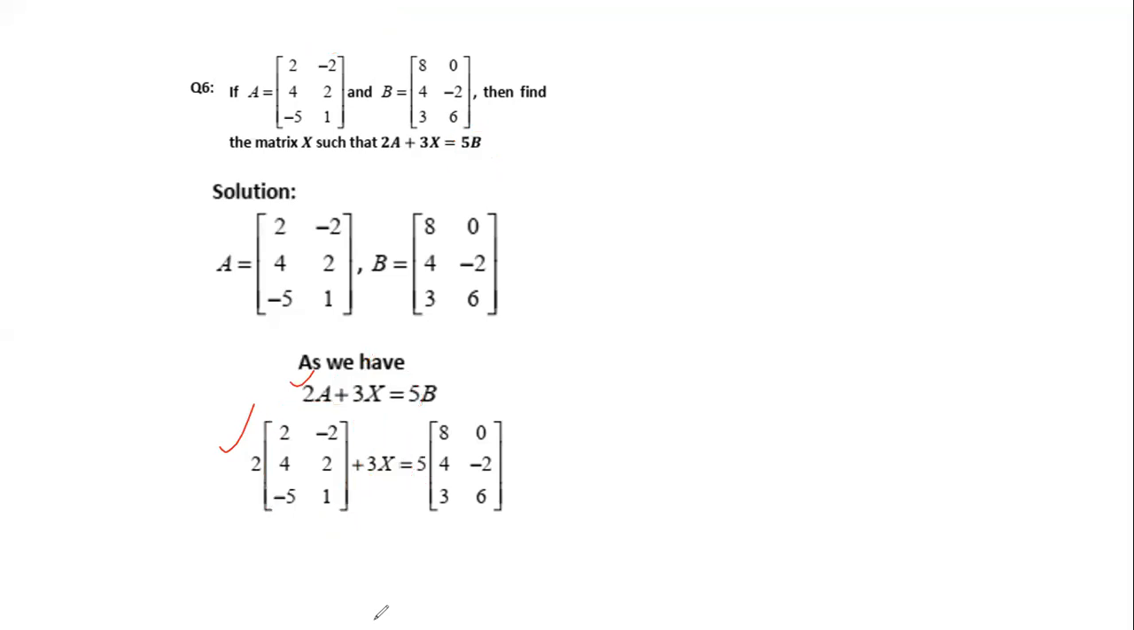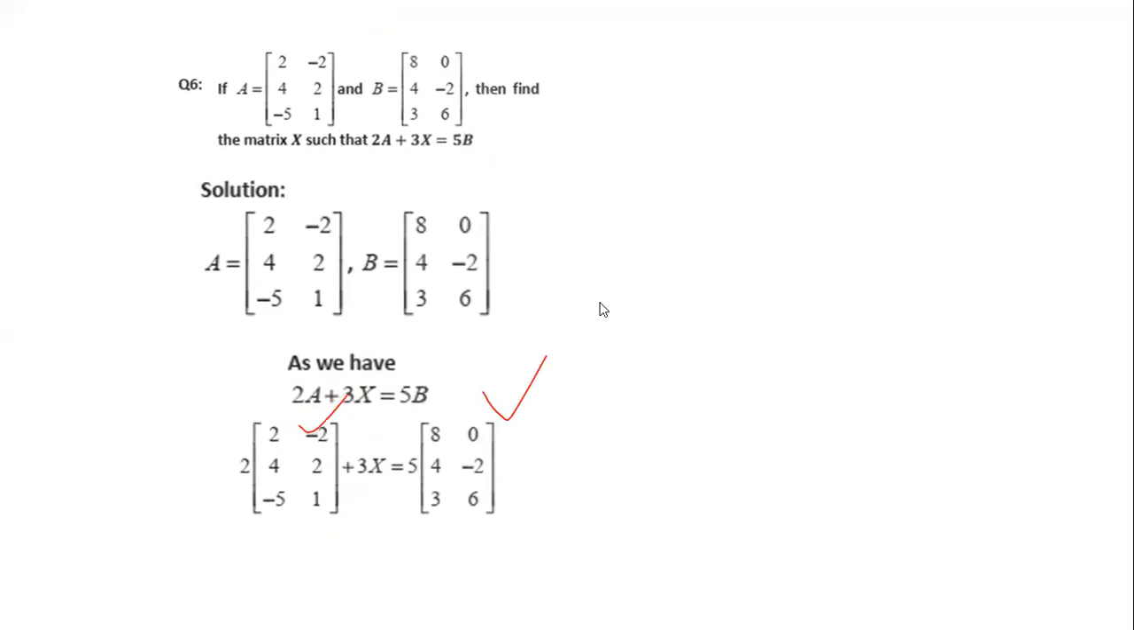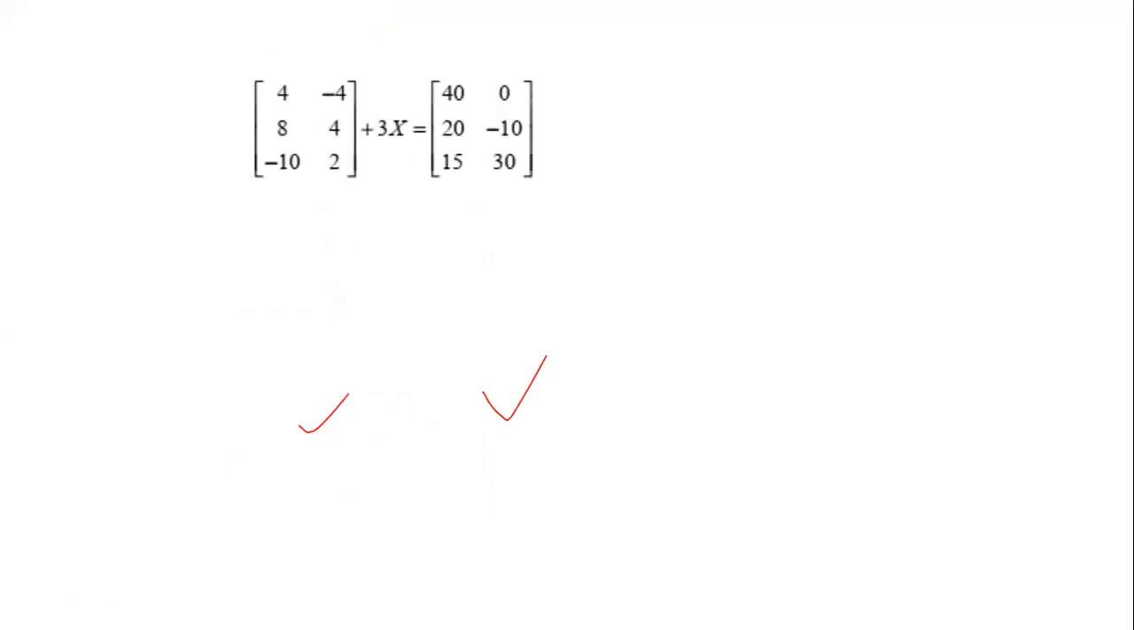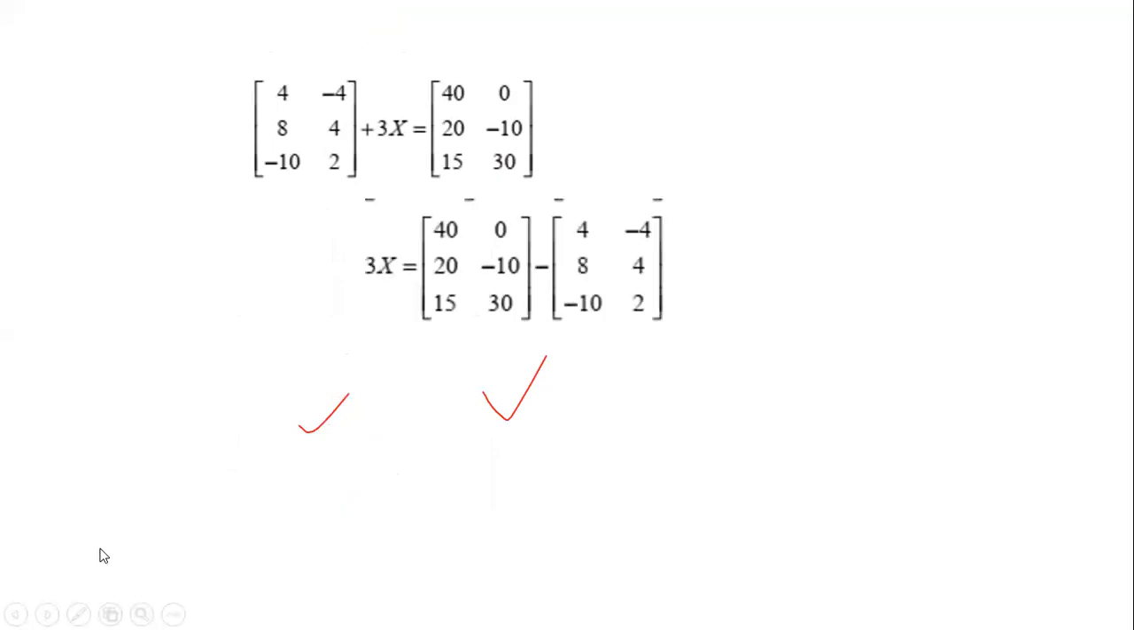Okay, so just replace the values of the given matrices A and B. So it is replaced now. Here is the value of A and that is B. Now just multiply. This 2A and 5B are here. 3X will remain unchanged. And now the next step, what we are doing?